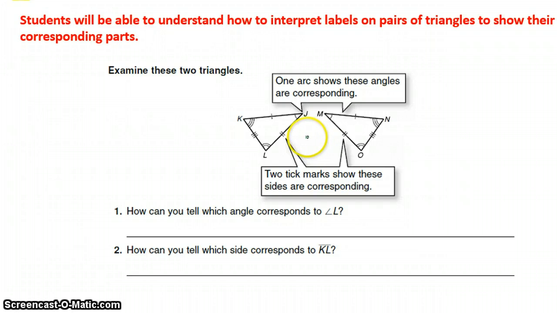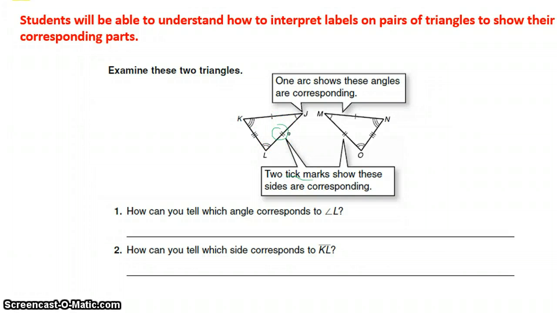We've talked about how we show when line segments are congruent to each other. If you are looking at the tick marking, you can see that we have some tick marks going on here. We have one tick mark on side KJ, three tick marks right here on side KL, and two tick marks here on JL.